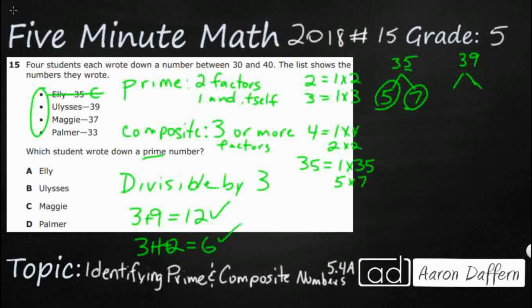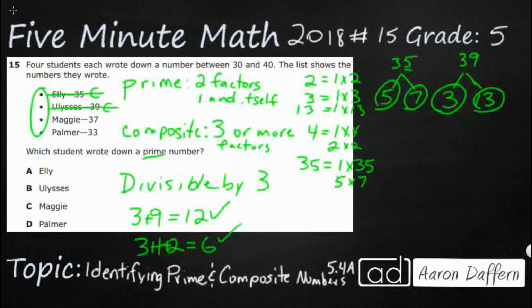So let's take a look at our 39. We're going to do 3 times, and that ends up being 13. 3 times 12 is 36. Add another 3, gets you your 39. That's your 13. 3 is prime. 13 is also prime. The only way to get to 13 is 1 times itself. So this is composite, not what we're looking for.